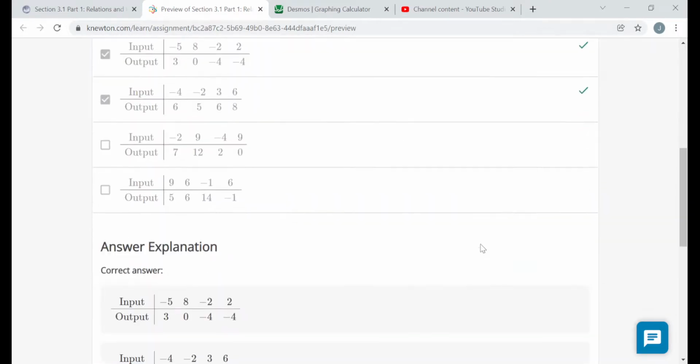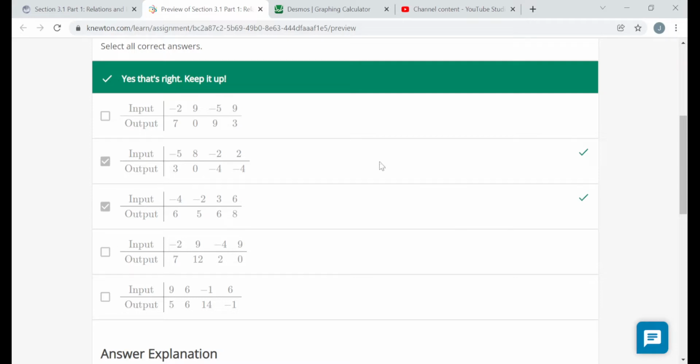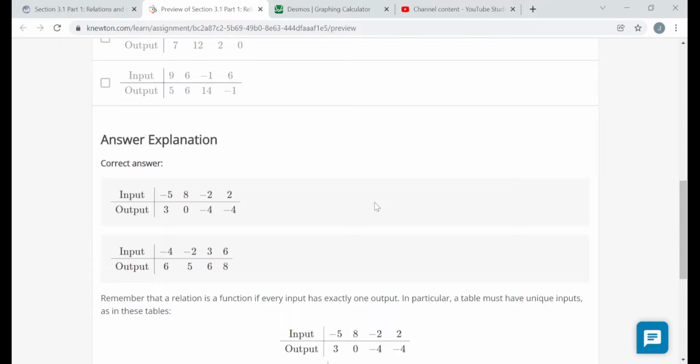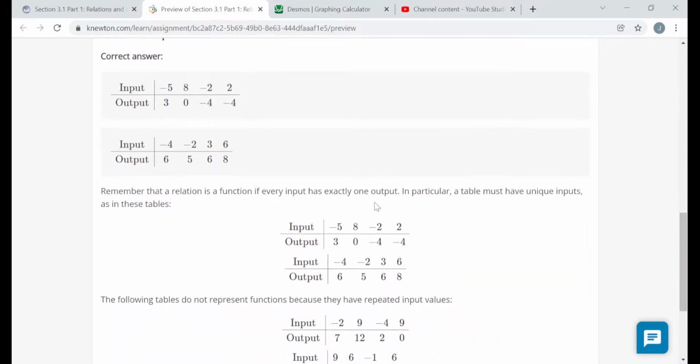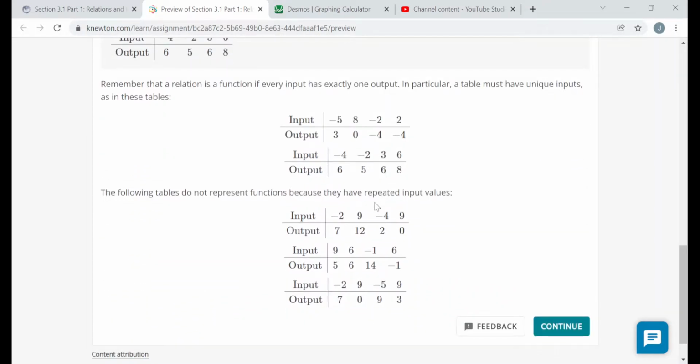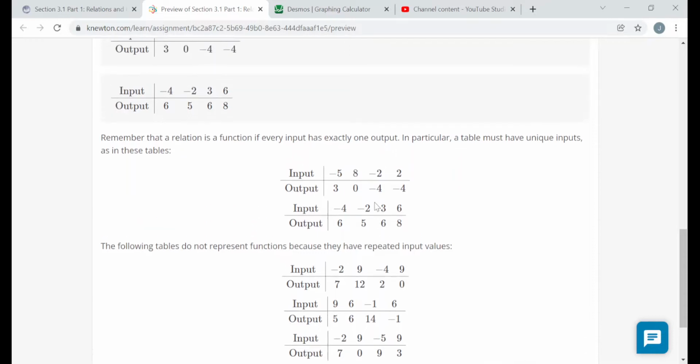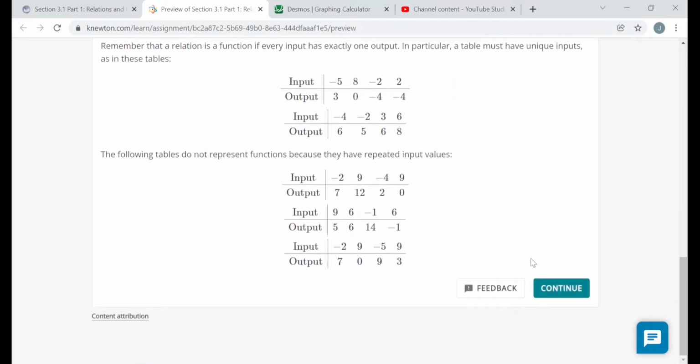Great. And again, please, now after every submission, it's going to tell you if you got it right or wrong. And then you're going to have some answer explanations. Please read through the answer explanations just to understand maybe why you got something wrong and maybe learn for the future.